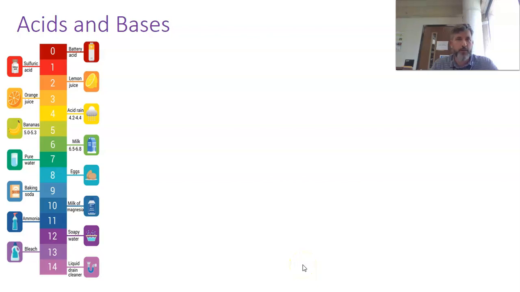All right, so we're going to start talking about acids and bases. Some of the things you might already be familiar with are the pH scale, which is shown here. You might be familiar with the fact that things like lemon juice and battery acid are pretty acidic, while drain cleaner and baking soda are basic. We're going to talk in more detail about the chemistry, why this happens.